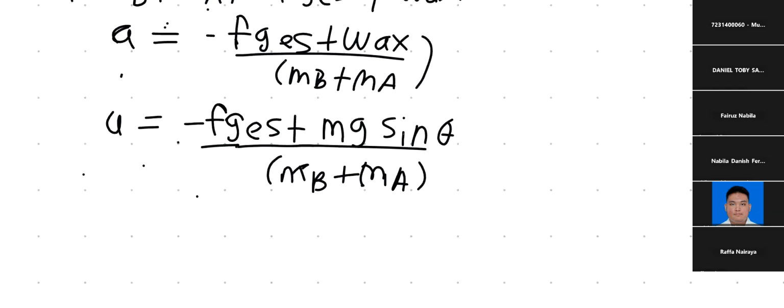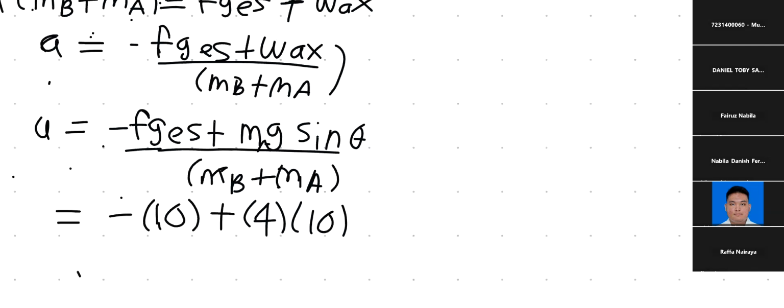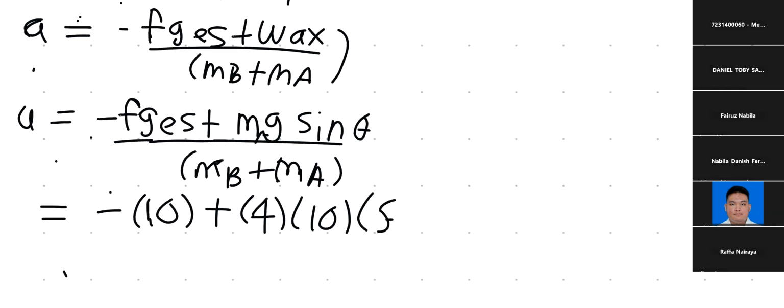Now all you have to do is plug in the values. You have the friction is minus, what was the friction earlier? Friction is 10 plus, oh this is MA. What was MA earlier? 4, multiply by 10, multiply by sine 30.